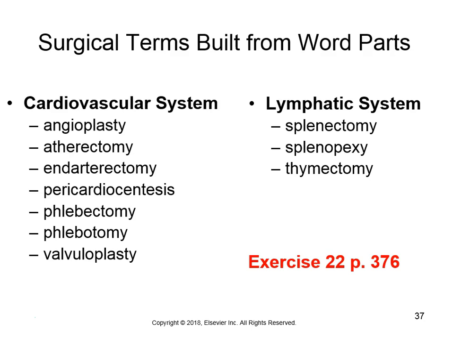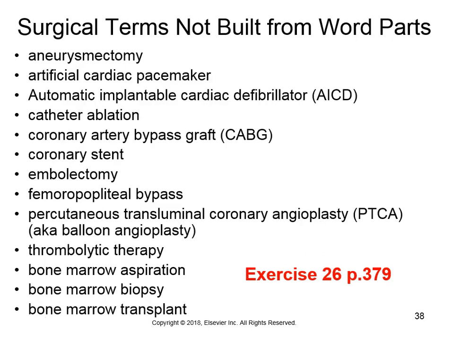The only other one that looks kind of weird is endarterectomy, and that's for excision within an artery. So it's kind of like endo and arterio together, but you get rid of the O for endo because arterio starts with an A. So just to use all these in context, try exercise 22 on page 376. And then you can move on to the ones that don't come from word parts.